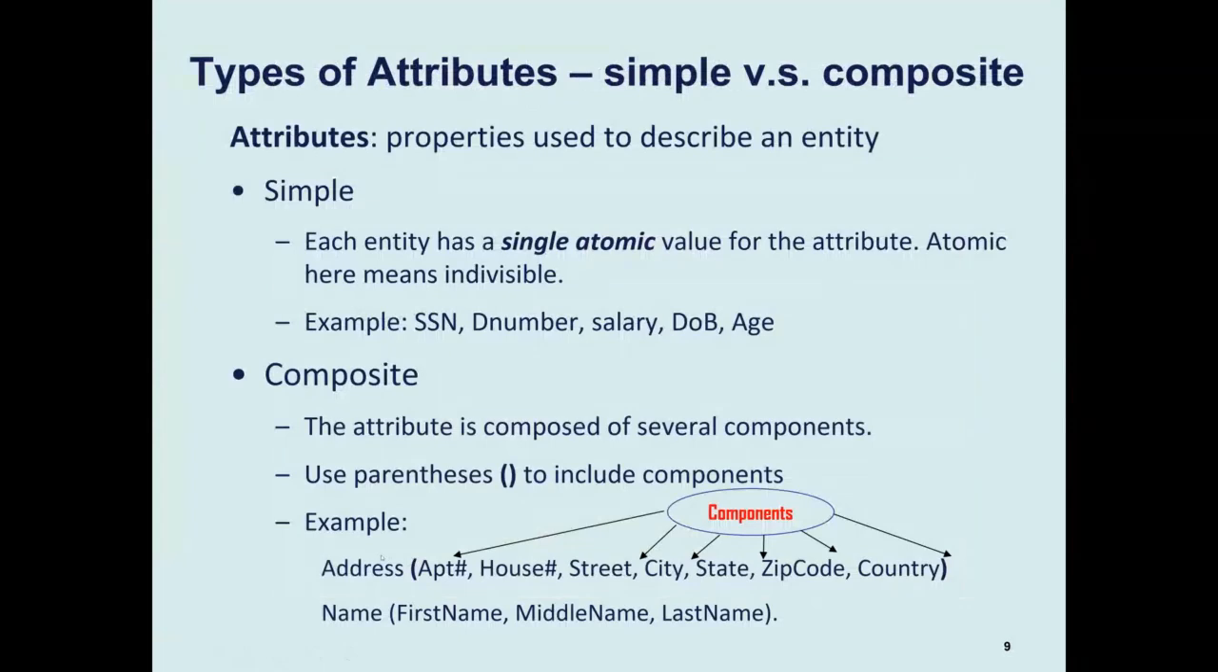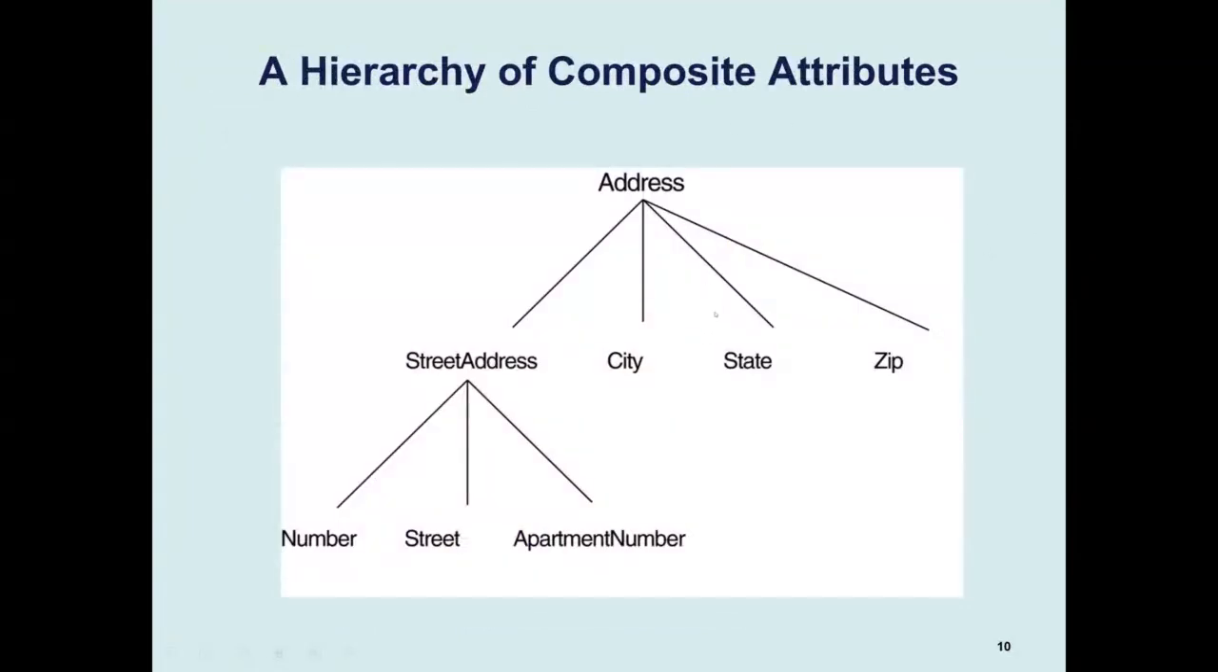This shows that sometimes a composite attribute can form a hierarchy, because even a component of an attribute can be further split into several fields. So here it shows address. Address is considered a component. It has street address, city, state, and zip, and the street address can be further split into the street number and the street name or the apartment number.